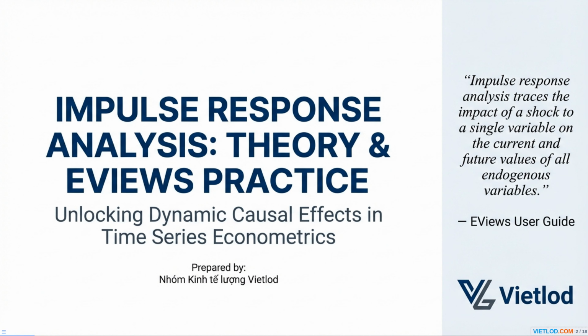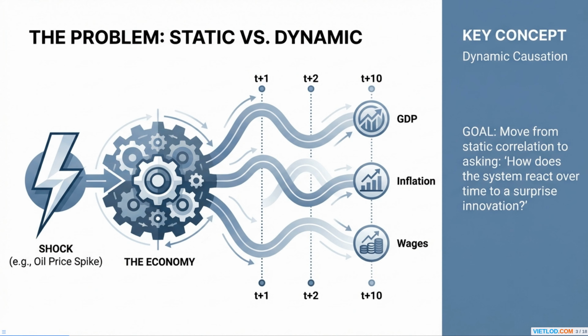So, what is the fundamental problem that impulse response analysis helps us solve? Let's explore the shift from a static to a dynamic perspective. In many economic analyses, we often start by looking at static correlations. This is like taking a single photograph of the economy. It tells us what variables move together at a specific point in time, but it doesn't reveal the story of how changes unfold over time.